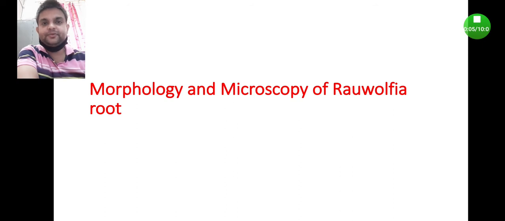So in today's experiment, we are going to study the morphology and microscopy of Rauwolfia root. Before proceeding towards the Rauwolfia root, let us understand certain important concepts about the root. What is a root basically?